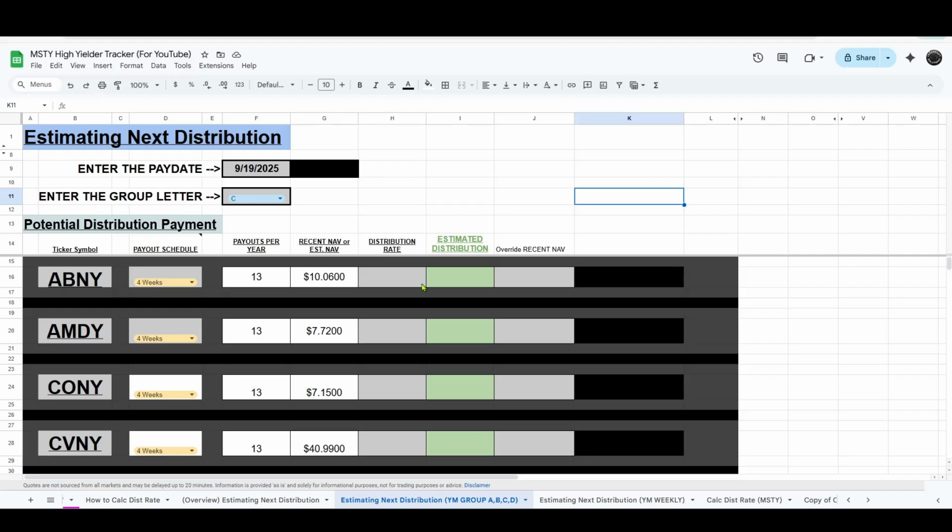Well, the only thing that you've got to work a little bit to punch in on this, outside of just entering that date, selecting the drop down, is the distribution rate. The only place that you can get that is off of the YieldMax website. So I'll show you what I mean by that. So we'll take a look at the first one here, ABNY.